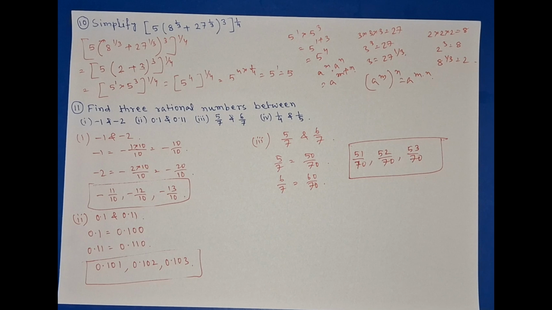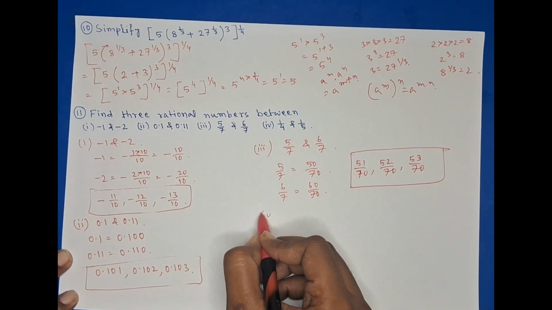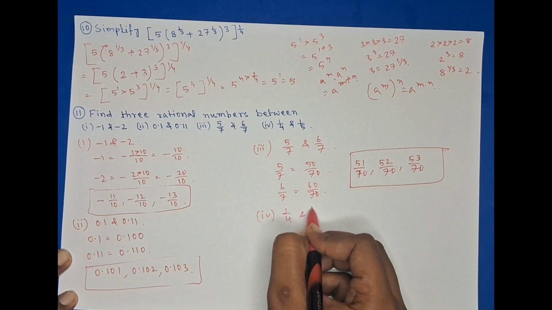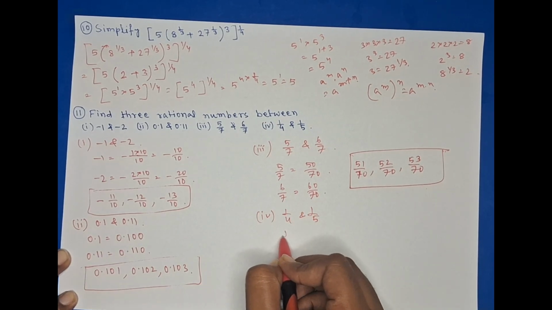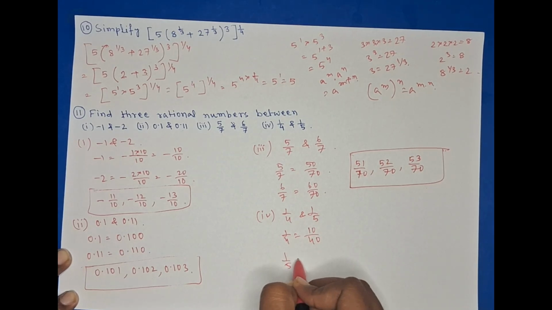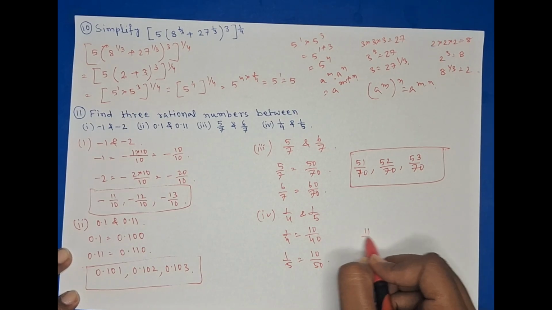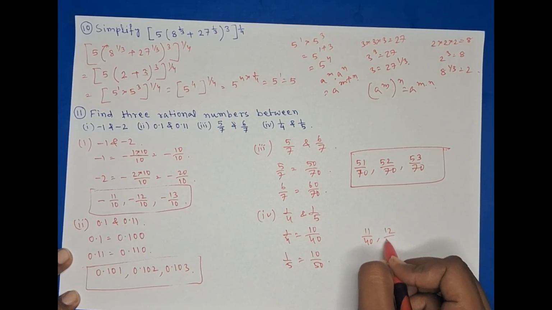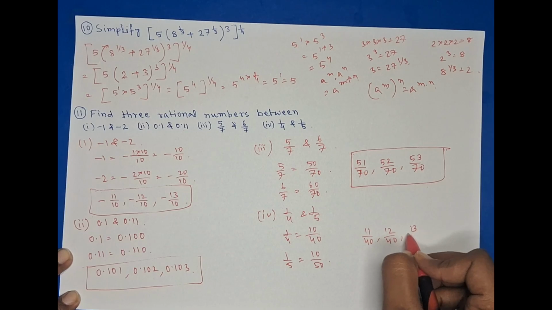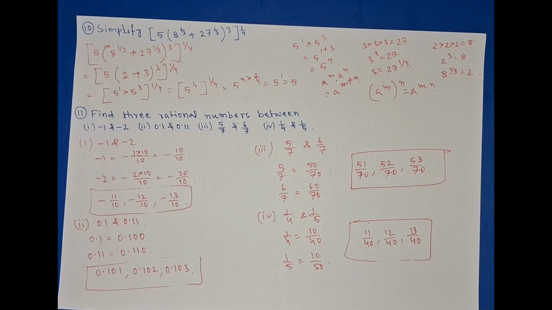Okay, and similarly the fourth one, 1 by 4 and 1 by 5. We are writing 1 by 4 as 10 by 40, 1 by 5 as 10 by 50, and some other numbers are 11 by 40, 12 by 40, 13 by 40. Three rational numbers we have found, right? This is a type of question, please note it.